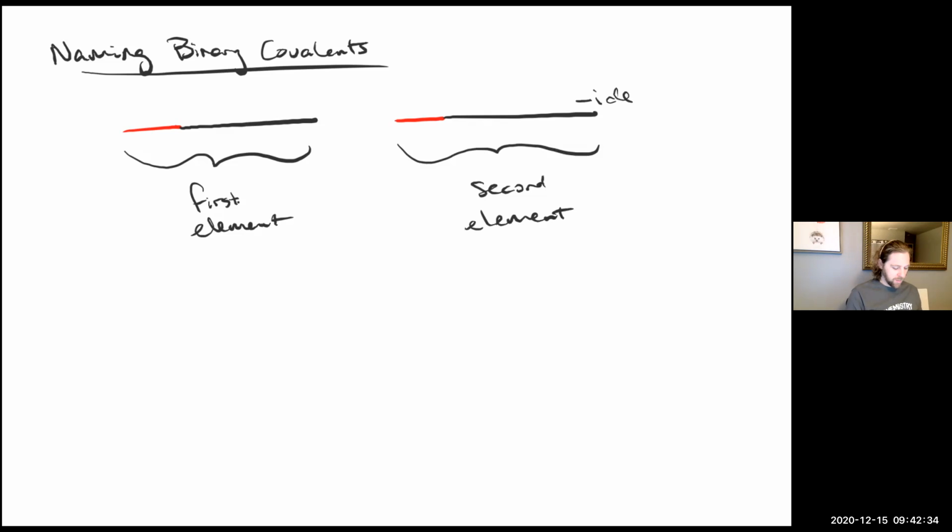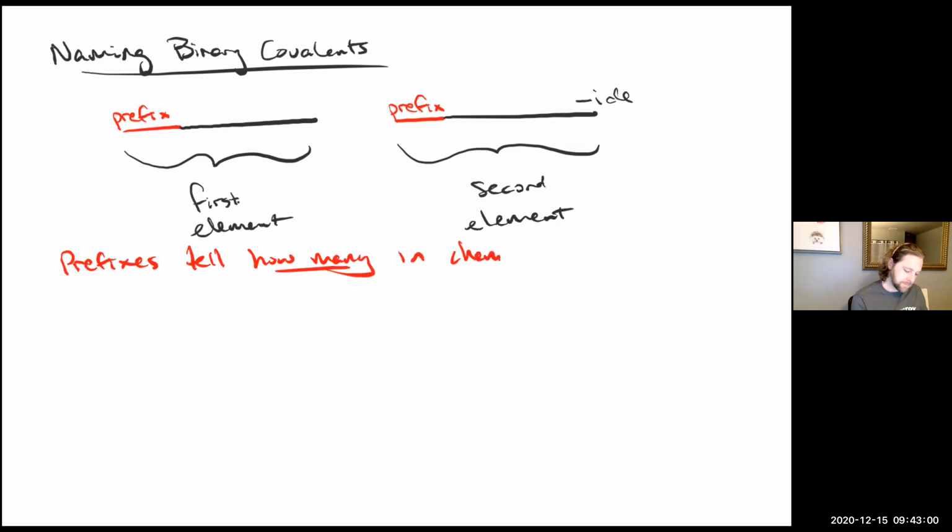So what we need to focus on is the prefix. So we have a prefix and a prefix. We're going to use prefixes to help us describe how many of that element exists in the chemical formula. So I need to give you these prefixes. I need to tell you what they are.